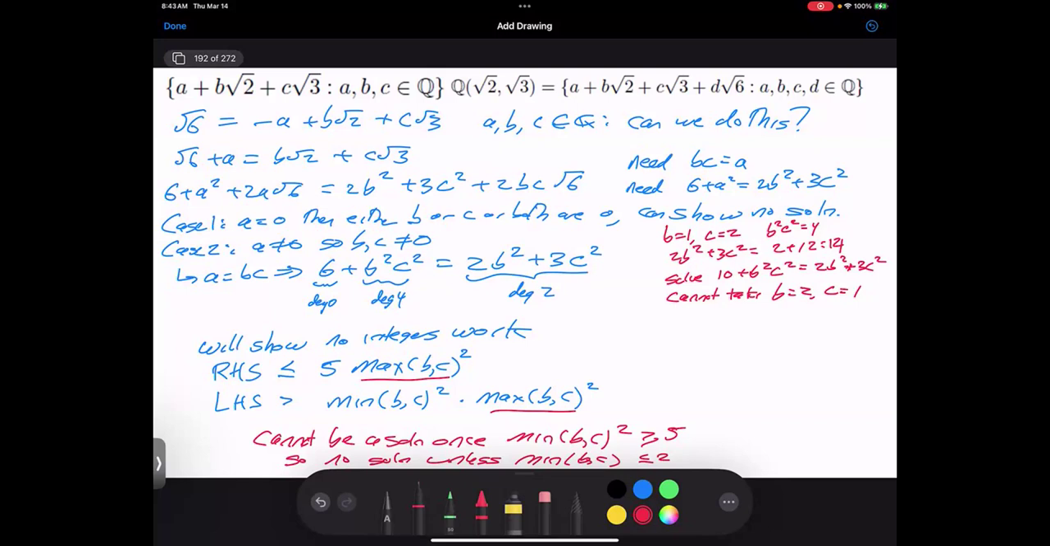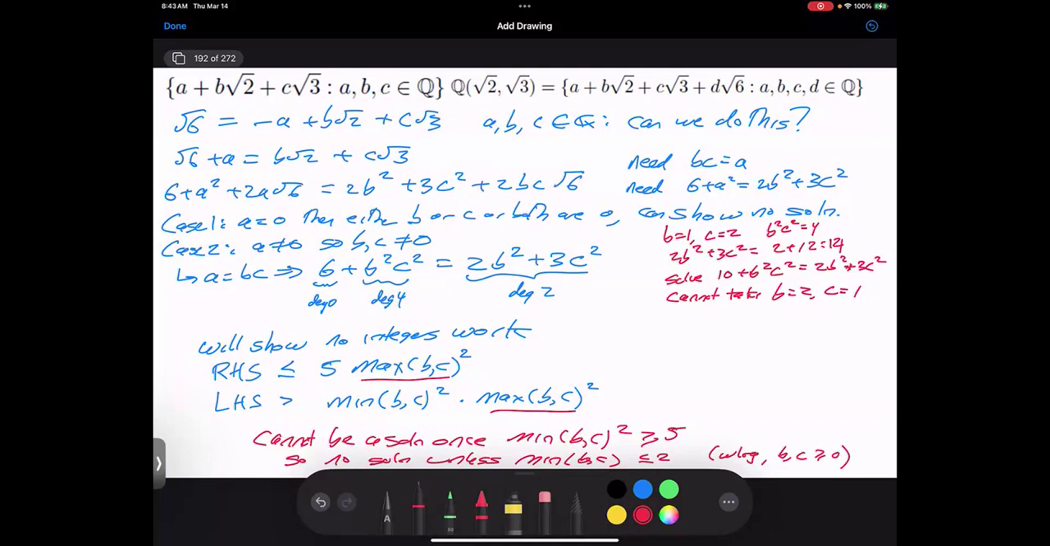Without loss of generality, can I assume B and C are at least non-negative? When you look at this equation, can I assume that they're non-negative? Yeah, because I'm only looking at squares here. So nothing is in this equation that's not squared. So I can assume B and C are non-negative. Okay, so I only have to worry about what happens if the minimum is at most 2.